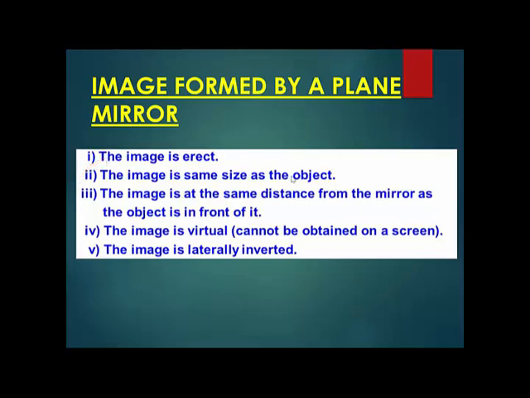The next is, check this point number 3. The image is at the same distance from the mirror as the object. Is this clear? Wherever the object is from the mirror, the same distance your image will also be standing from the mirror. And the fourth point is that the image is virtual. I told you why it is virtual, because you cannot capture the image. You cannot obtain that image on a screen.